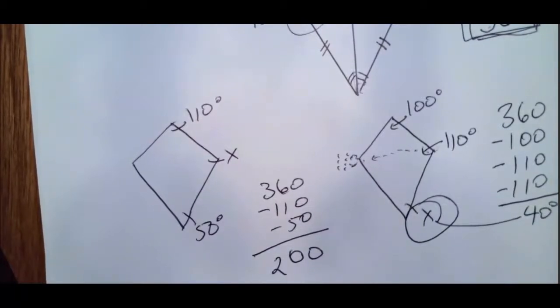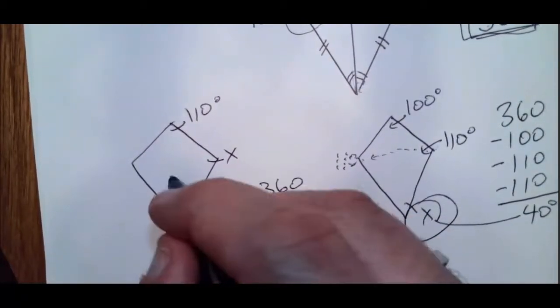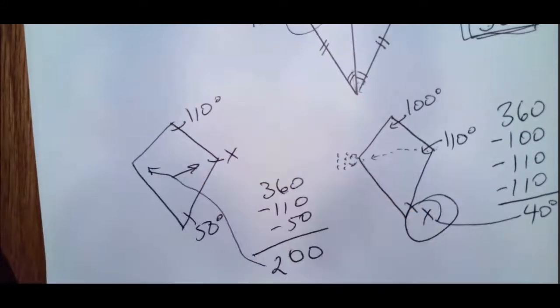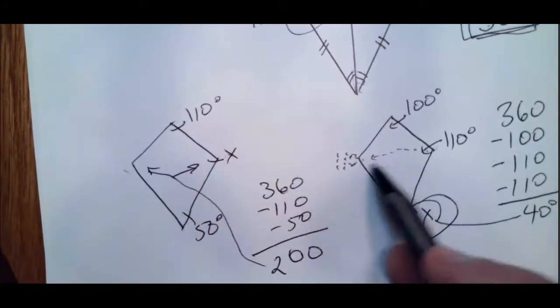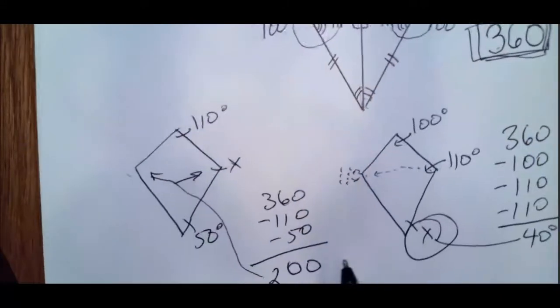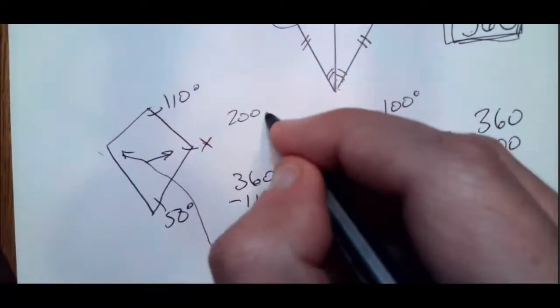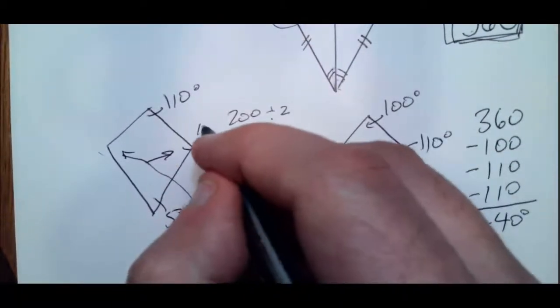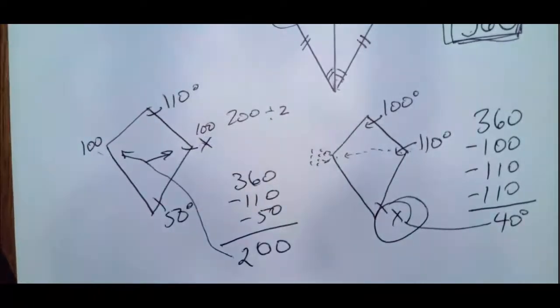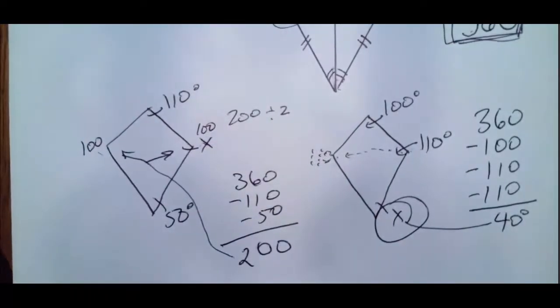Now, this 200 means it's got to be split between these two because we know these two are congruent. So if I take 200 divided by 2, I would get 100. So that's another scenario that you could see in this situation.